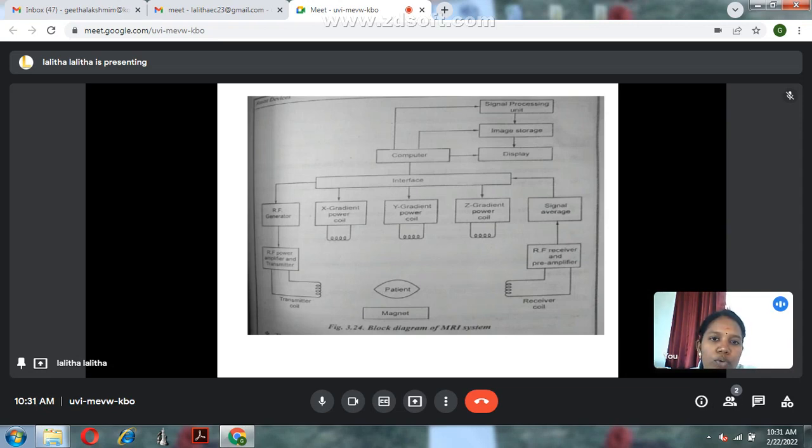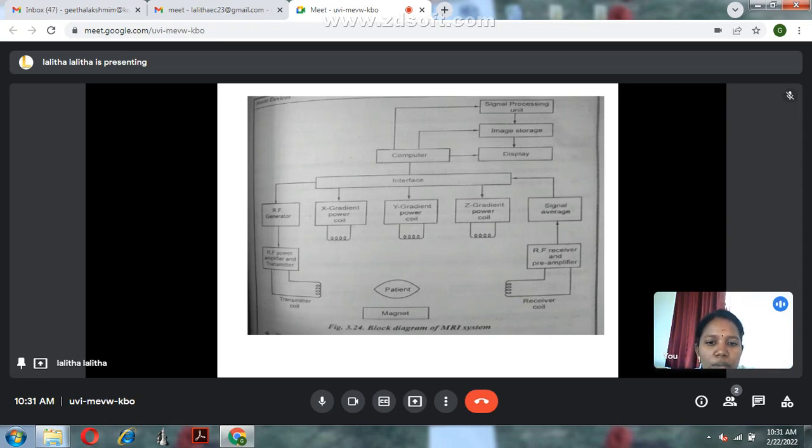The computer consists of a signal processing unit, image storage and display unit. The signal processing unit collects the signal from the computer, processes the signal, and passes it to the image storage. The image is stored in the image storage and shown in the display unit. This display produces the picture of organs in our body. So this is the block diagram of the MRI system.